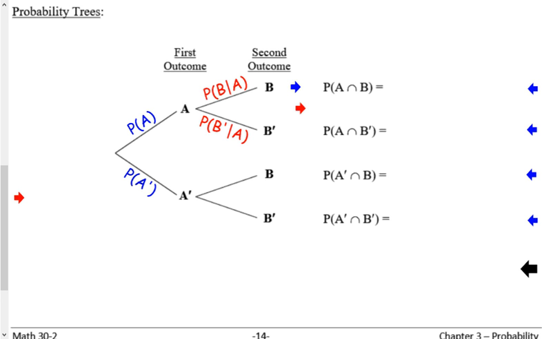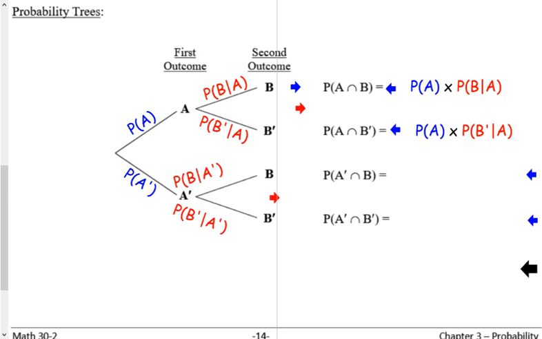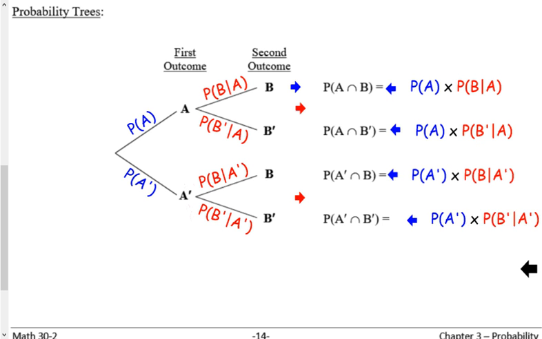And then as we calculate what's the probability of A and B happening, it's the probability of A times the probability of B given that A already happened. And then the same idea for the next one, we're just multiplying the two branches together. And you can probably predict for the bottom half of this tree as well. It'll look like this.